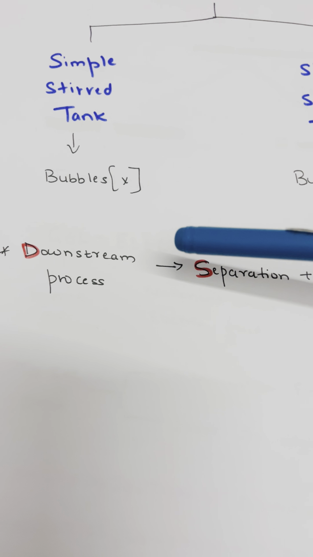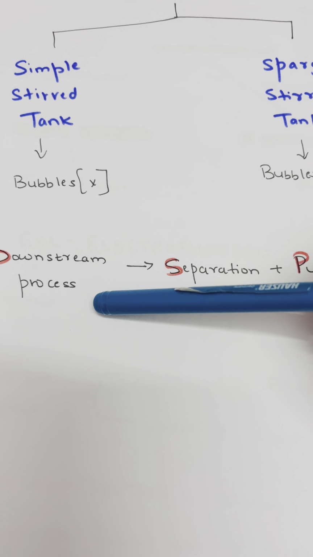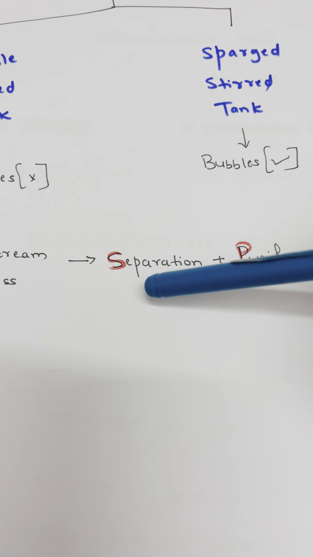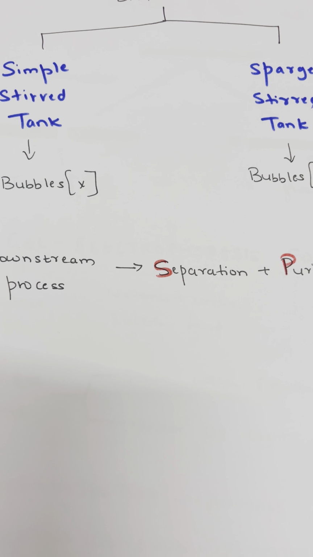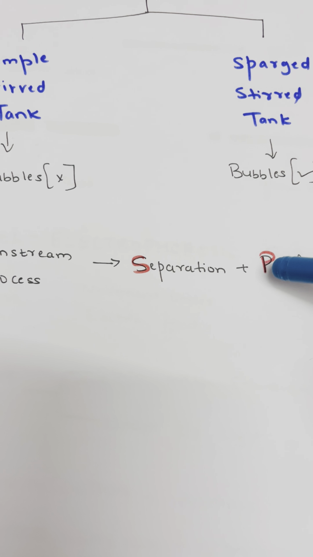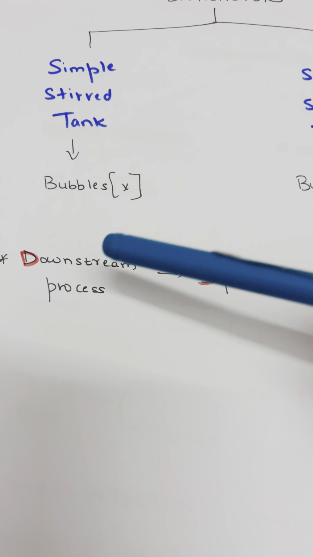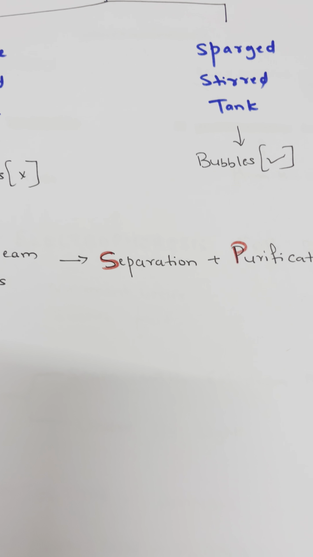And the last step is downstream processing. It is the most important, children. Downstream processing includes two steps, that is separation plus purification. Now how to remember this? In chemistry you are studying the periodic table, right? D block, S block, P block elements. So D block is equal to S plus P, separation and purification.